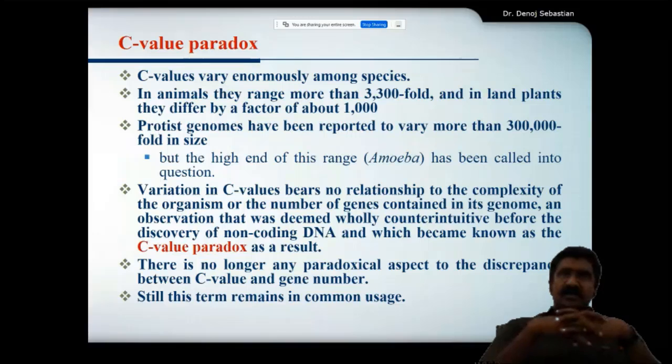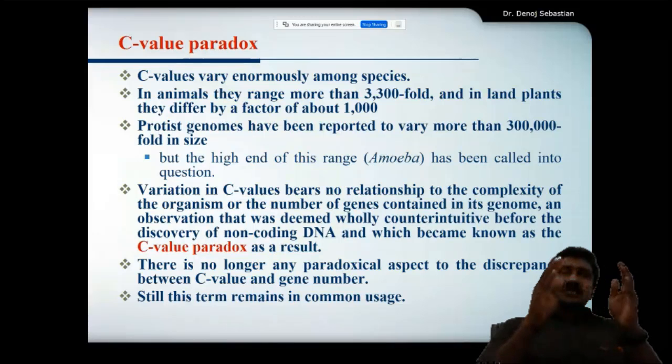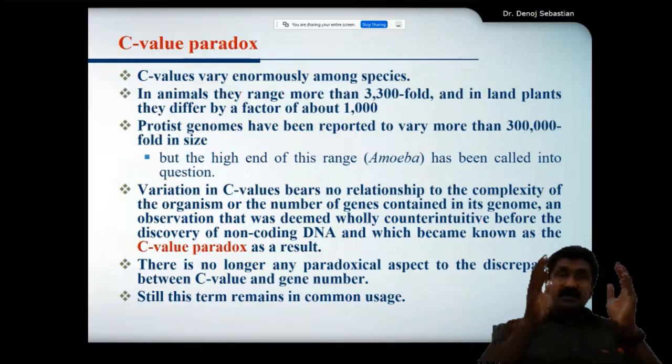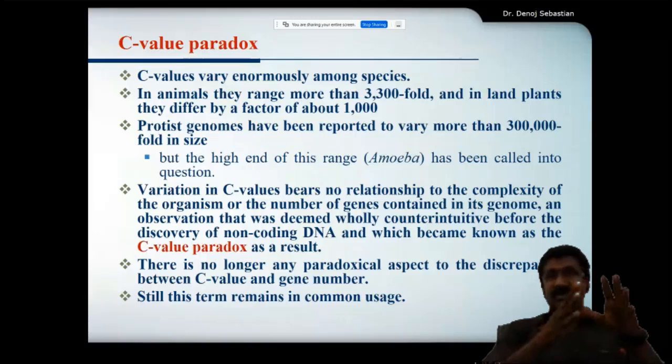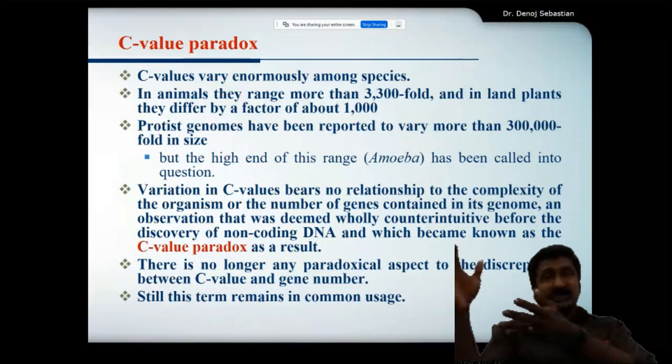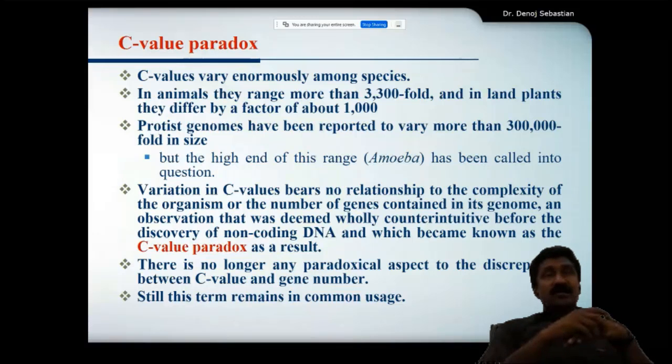The C values vary commonly among the species, and in animals, they range more than 3,300 fold. So that much difference is there in the genome size within the animal kingdom. In animals itself, if one organism has a genome of size X, a higher-end organism with a larger genome may have a 3,300-fold increase in the overall genome content.